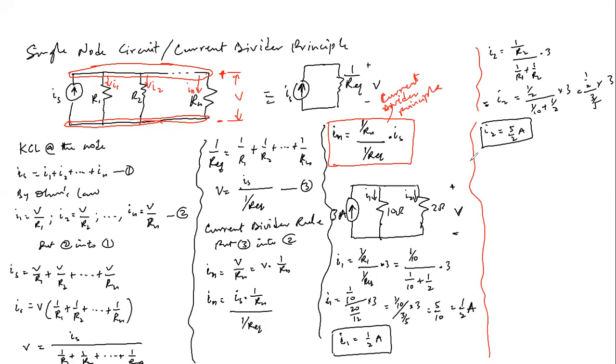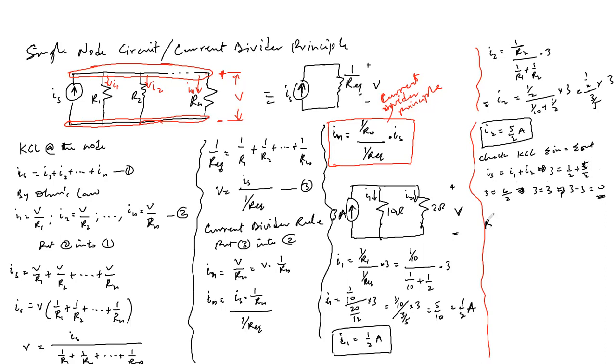Now, let's check by KCL: current in is equal to current out. So IS came in, and IS is equal to I1 plus I2. So 3 is equal to 1 over 2 plus 5 over 2. Taking the LCM, that is 2, 5 plus 1 is 6. So 3 is equal to 3, and that's equivalent to 3 minus 3 equals 0. Meaning KCL is not violated.